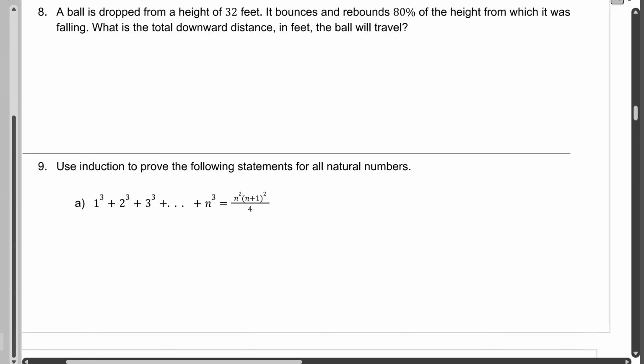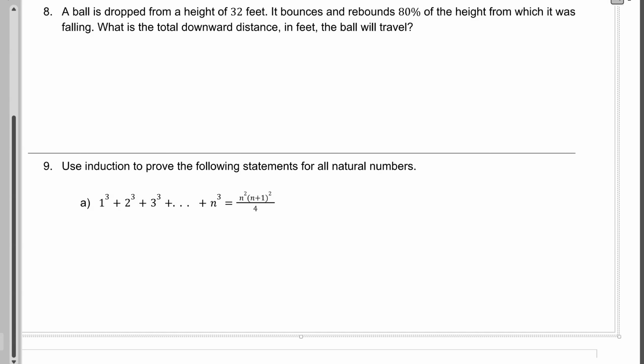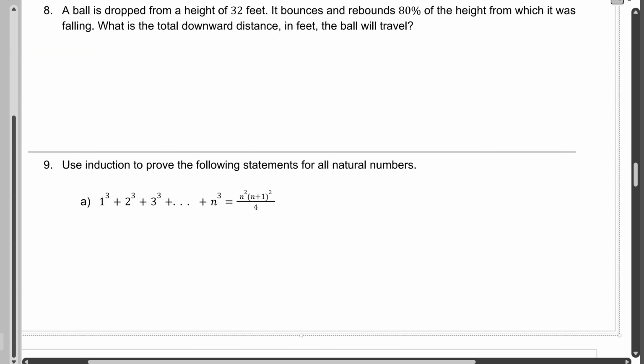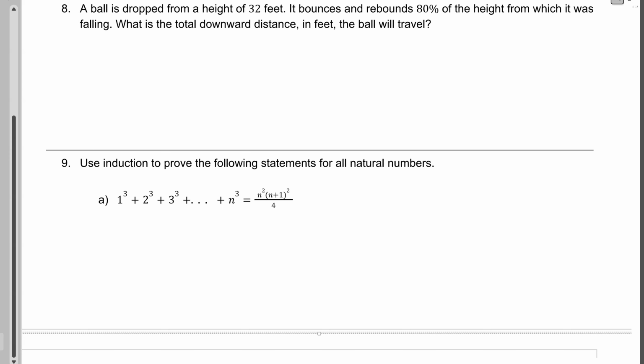Okay, so for number 8, it says a ball is dropped from a height of 32 feet, and it bounces and rebounds 80% of the height from which it was falling. What is the total downward distance the ball will travel? So total, and it's specifying downward distance, so keep that in mind. So even though when a ball bounces, it goes up and then back down, I only want the downward distance. That would actually simplify things here a little bit.